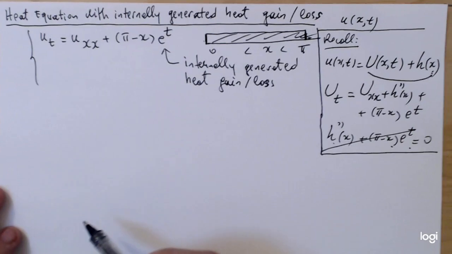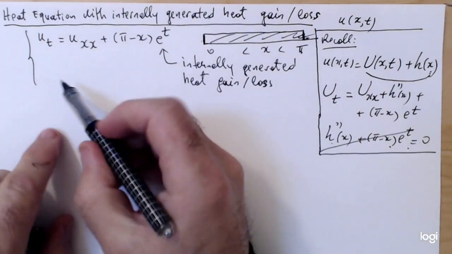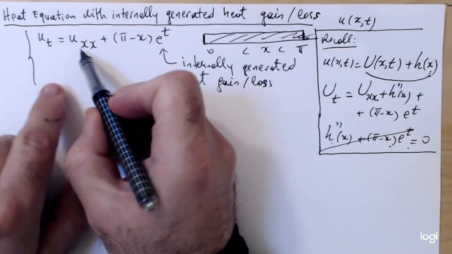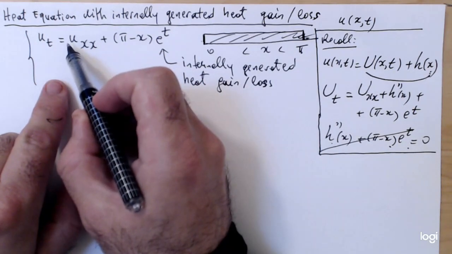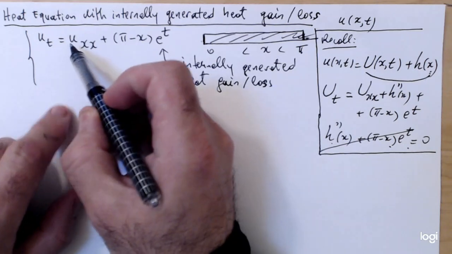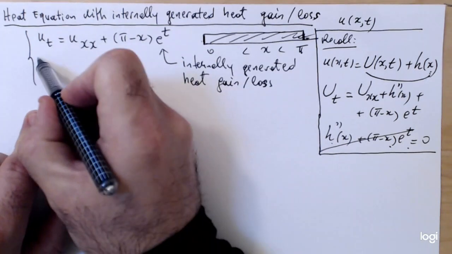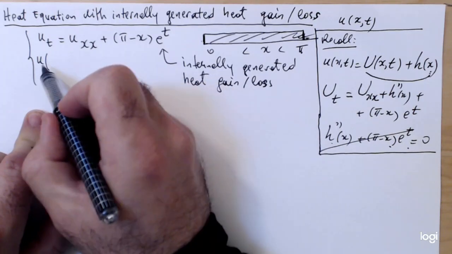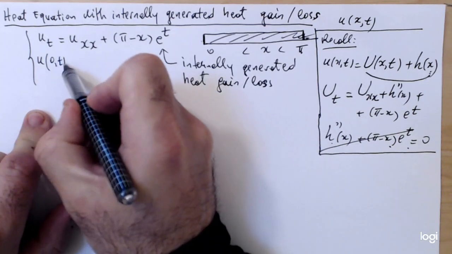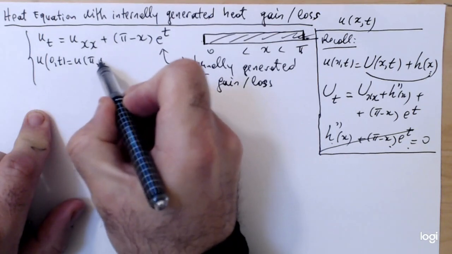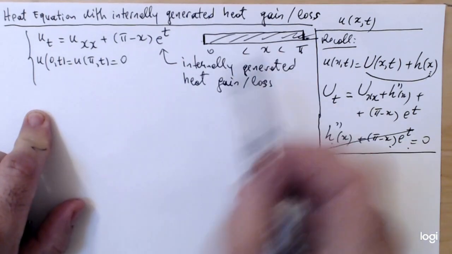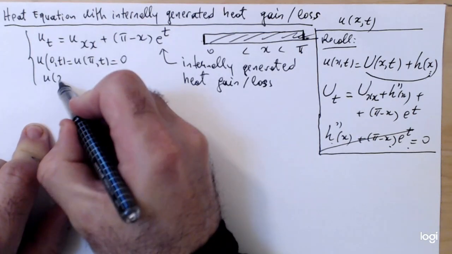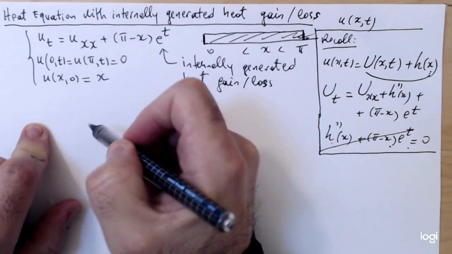Oh, we forgot the boundary conditions, right? So before we move on, let's put some boundary conditions in the heat equation. And by the way, notice that I chose here to have coefficient 1 just to make it as clean as possible in the beginning. So let's put some Dirichlet conditions on the boundary. So u of 0, t equals u of pi, t equals 0. So we have 0 temperature at the boundaries. And then some initial temperature distribution, let's say u of x, 0 equals x.